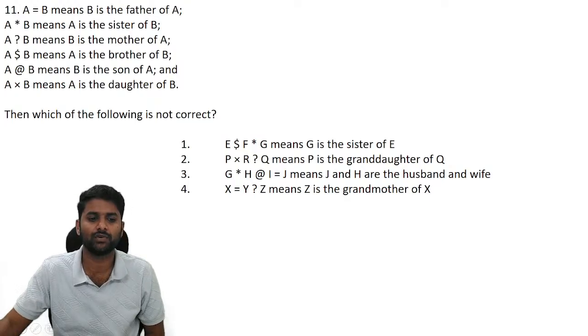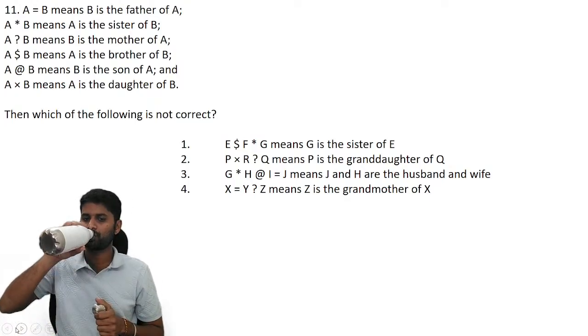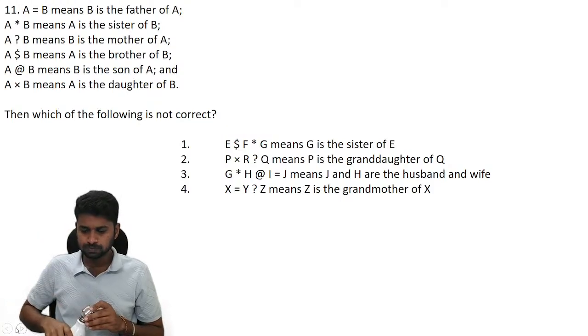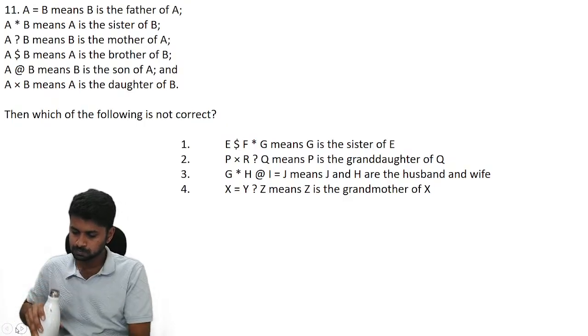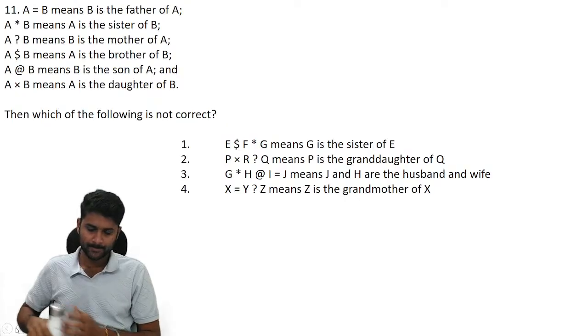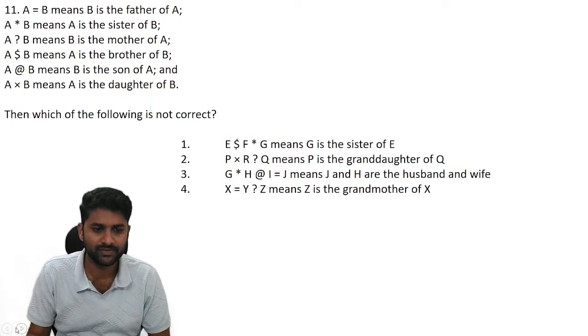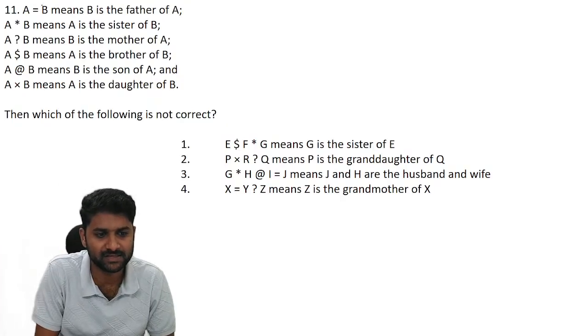Next, here is one more question from the blood relation topic. We need to identify which of the following statements is not correct. Given statements: equal to is all about B is the father of A. Star is all about A is the sister of B. Question mark is all about reverse comparison, B is the mother of A.